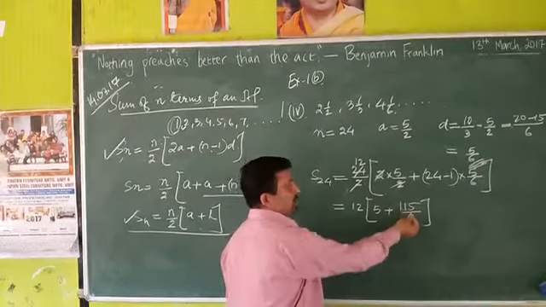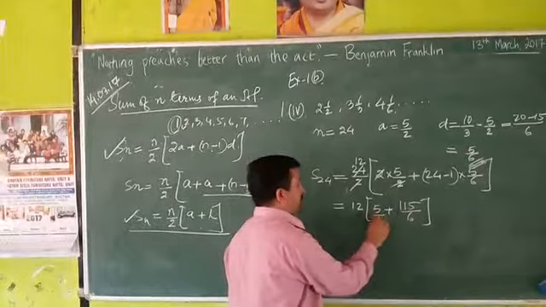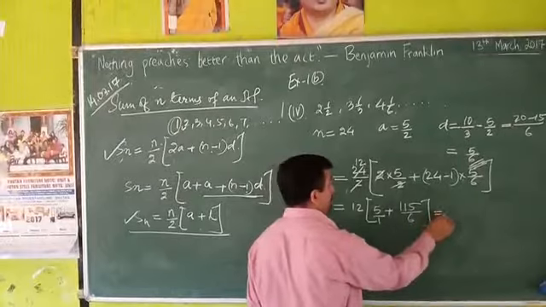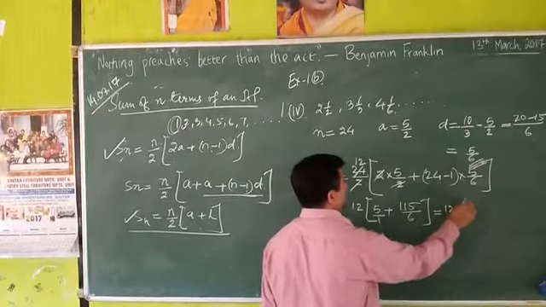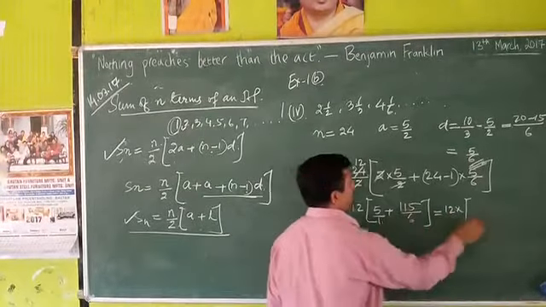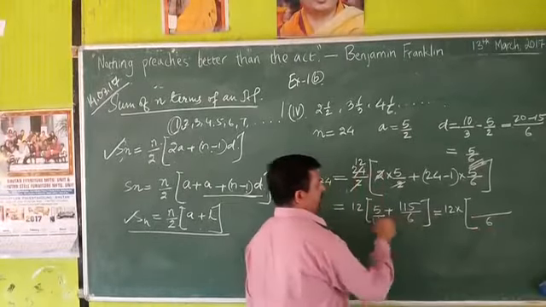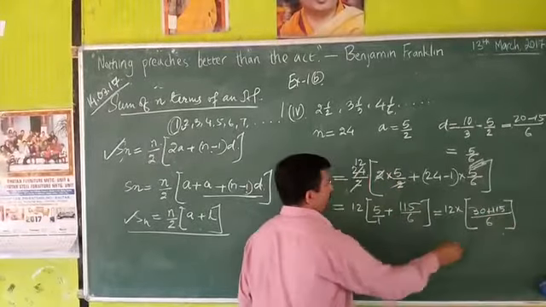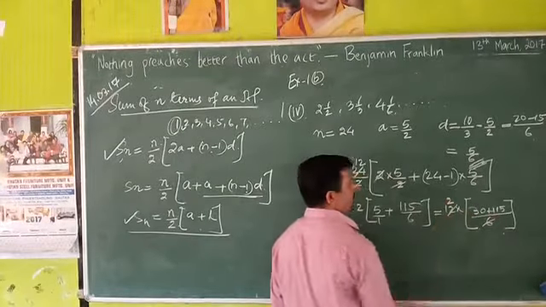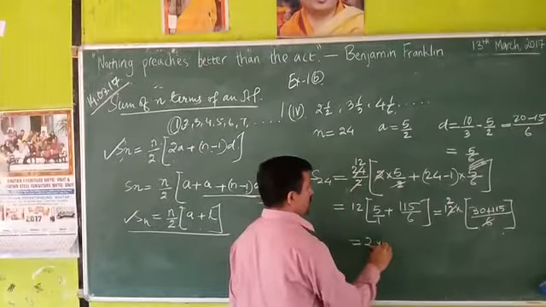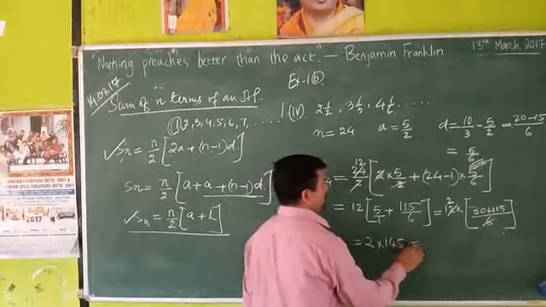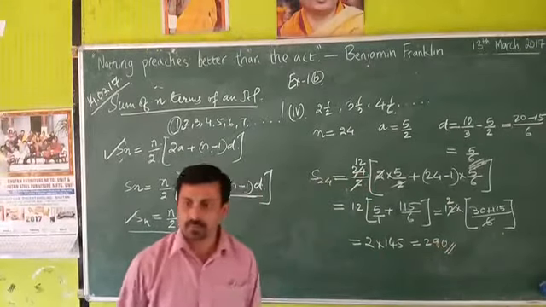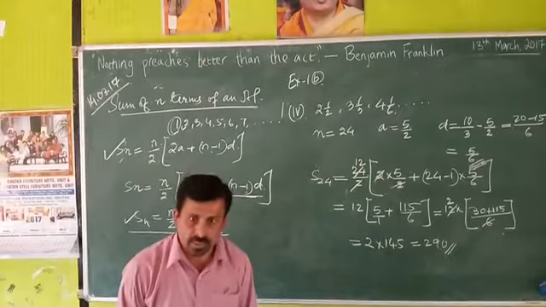Now we'll simplify this too. This is a fraction number, this is a whole number. If you are not comfortable, you can change that into a fraction by writing the denominator as 1. And now we can simplify. This is 12 into, LCM will be 6, 30 plus 115, and then 6 goes into 12. So this is 2 into 145, which is equal to 290. You got this answer? Is it understood?